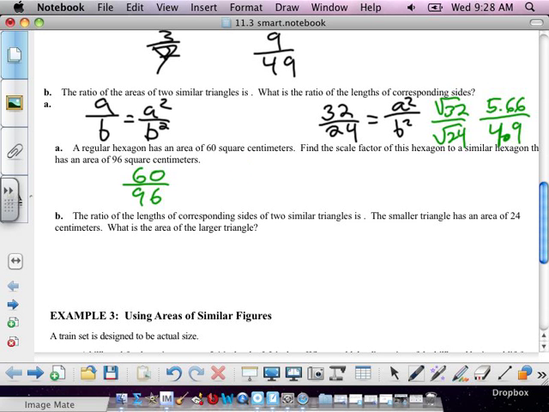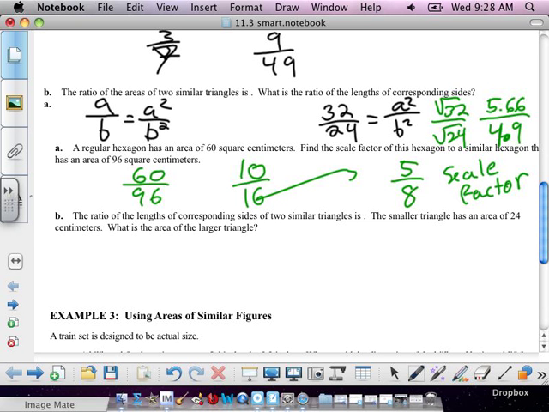So we get 10 over 16. Can I reduce that more? Yeah. What goes into both of those? 2. So we get 5 over 8. And that's my scale factor. A scale factor is that ratio, that fraction reduced to the lowest terms.